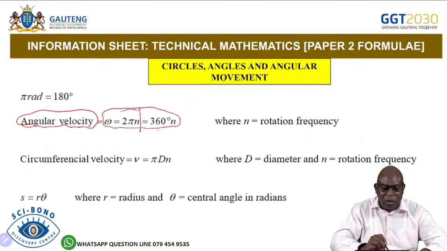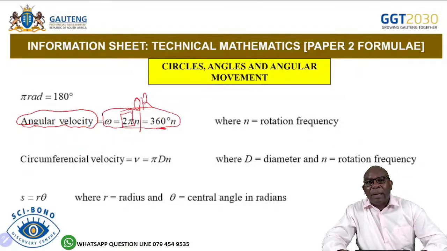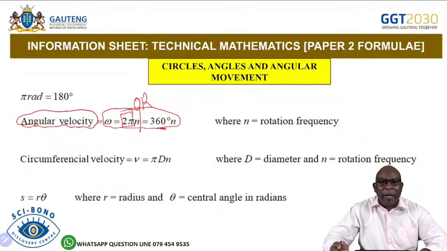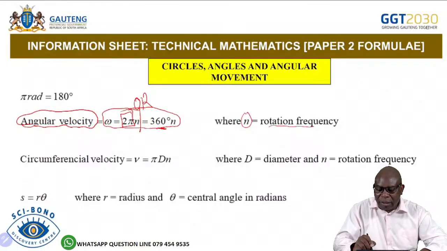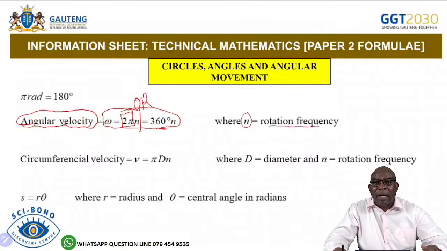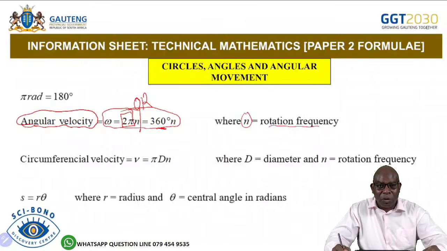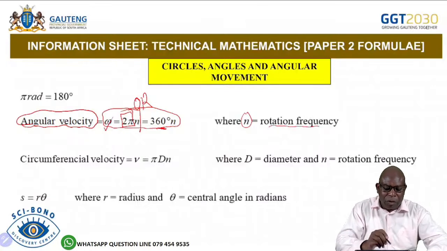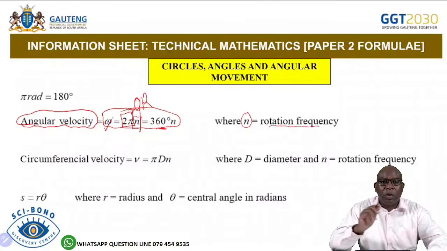Remember, it is like that or like this. Okay, remember 2 pi is nothing else but, because it's in radians, 360 degrees, and then multiplied by the n. They even tell you that n stands for the rotational frequency. So the question might say calculate the rotational frequency given the angular velocity. So the angular velocity is given, the pi, you know how to calculate it. Then from there you need to calculate the value of n.